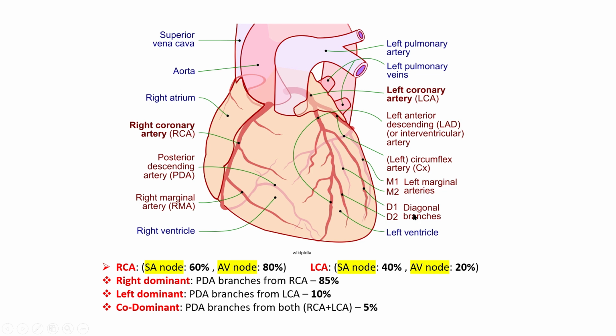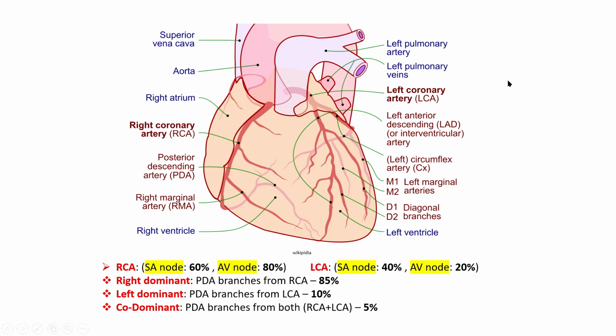So it's variable. It's not like something specific to every humankind. It's totally variable. Whereas in case of AV node, 80% is supplied by right coronary artery, and only 20% is supplied by left coronary artery.